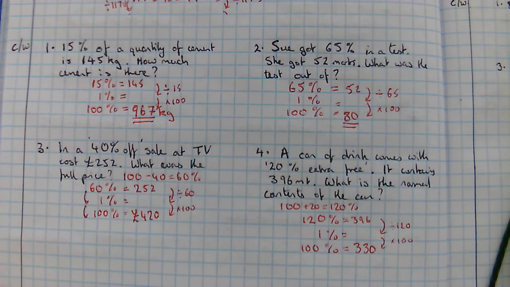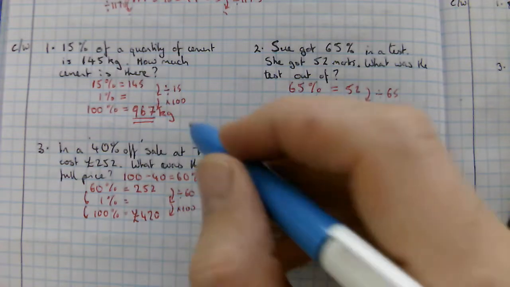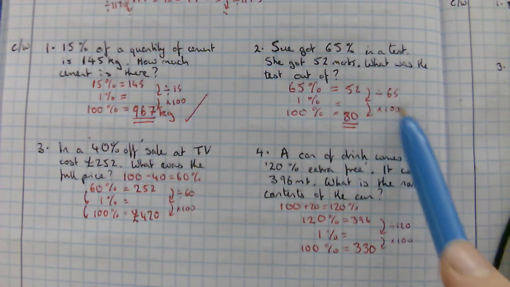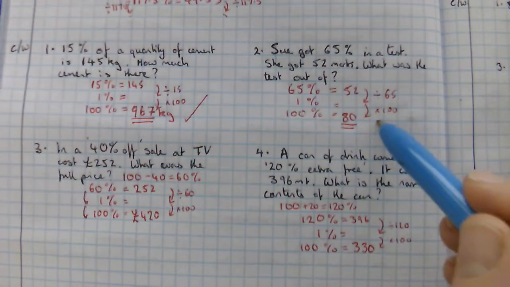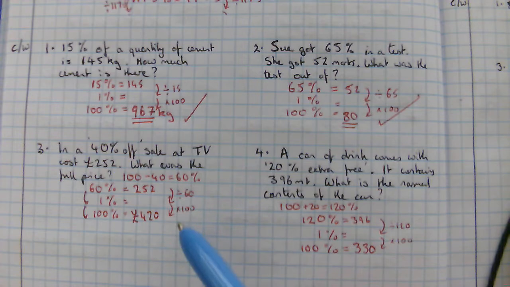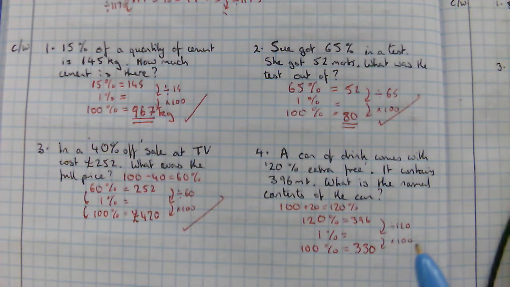Okay, so here are the solutions. For the first one, you got 966.6 recurring, so that comes to 967 kilograms. For the second, divide by 65 and times by 100 to give you 80 was full marks on the test. Divide by 60 and times by 100 gave you £420 for the full price of the TV. And for the last one, it's 330 millilitres.